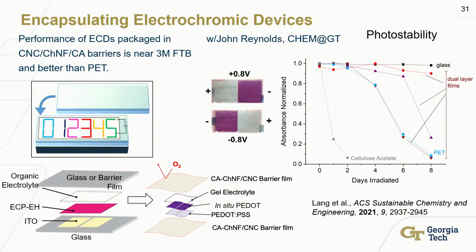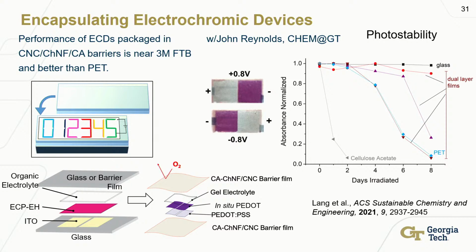And we found out that essentially, here's our benchmark glass at the top. This is photostability. So we took the devices, put them in a sun test chamber, and irradiated them for a number of days. Of course, glass works the best at protecting against oxidative damage under exposure to light. Cellulose acetate by itself doesn't work well at all.